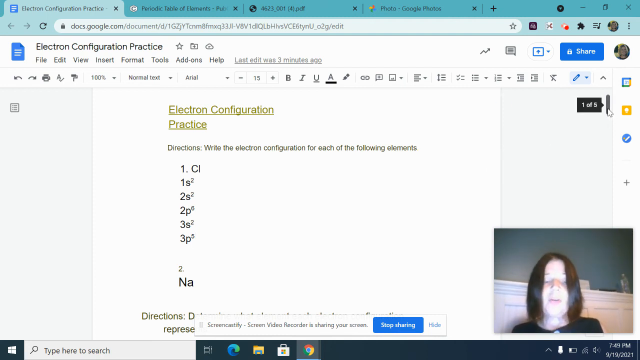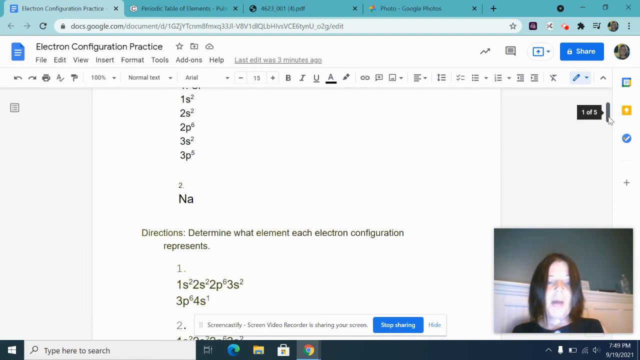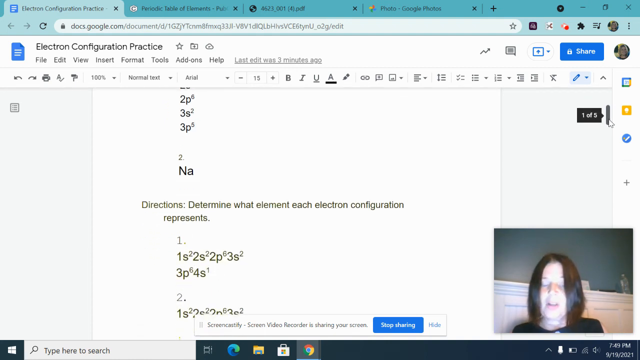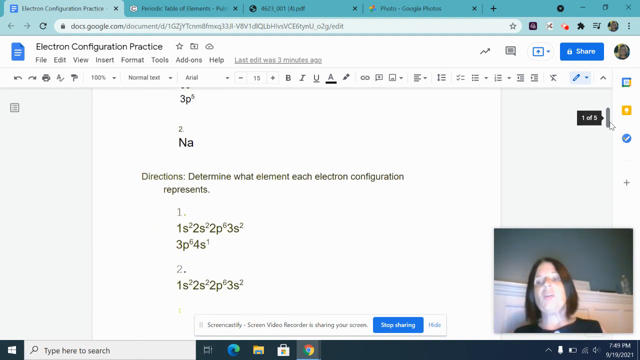But what about if it works the other way? What about if either myself or your teacher gave you an electron configuration already and said, what element is this the electron configuration for? How would you know how to do it? All right. And again, this is not letting me type all of it in one continuous line, which is exactly how it should be written, right?